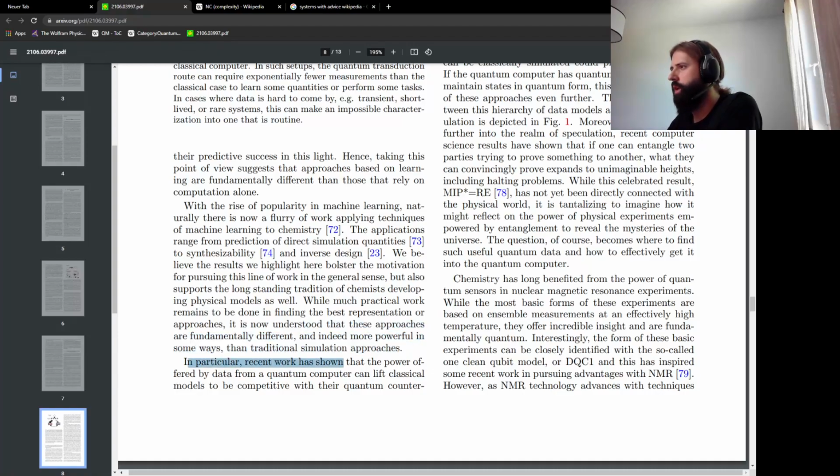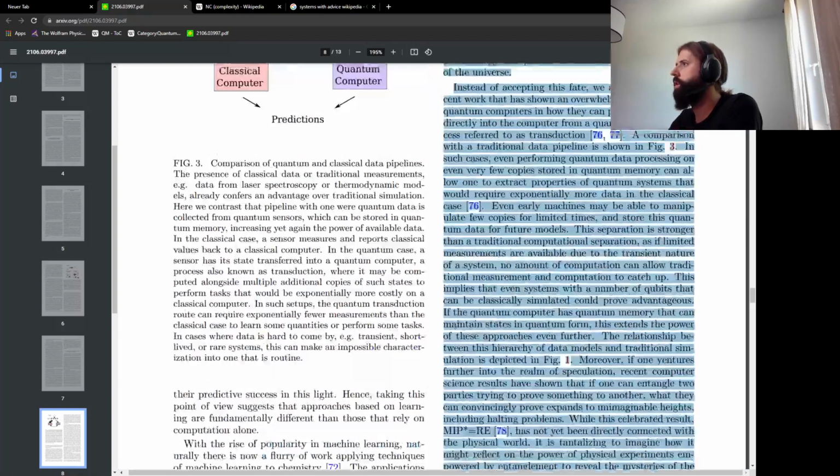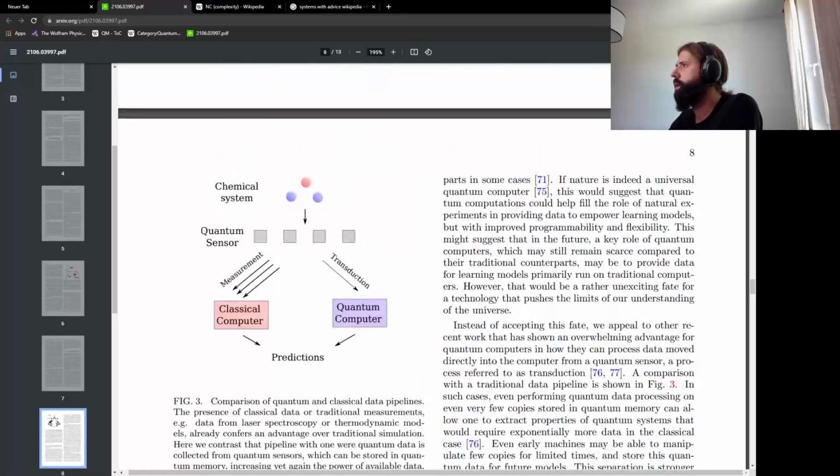In particular, recent work has shown that the power offered by data from a quantum computer can lift classical models to be competitive with their quantum counterparts in some cases. If nature is indeed a universal quantum computer, this would suggest that quantum computations could help fill the role of natural experiments in providing data to empower learning models, but with improved programmability and flexibility. This might suggest that in the future, a key role of quantum computers, which still remain scarce compared to their traditional counterparts, may be to provide data for learning models primarily run on traditional computers.